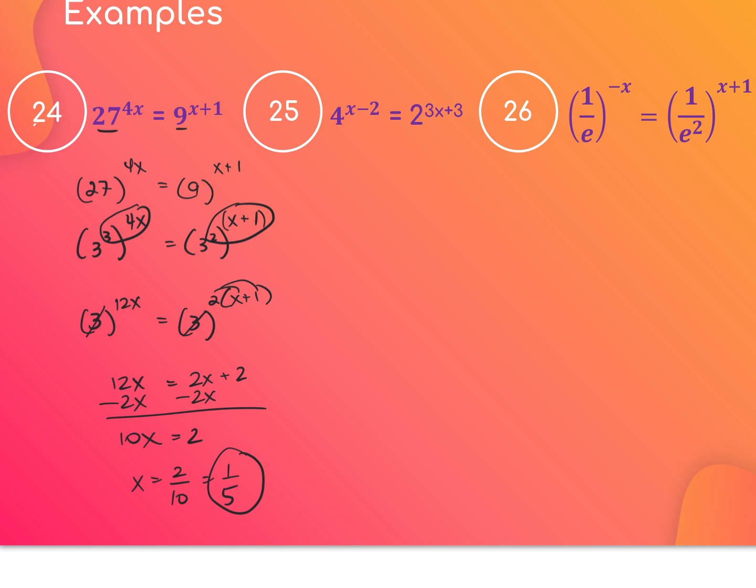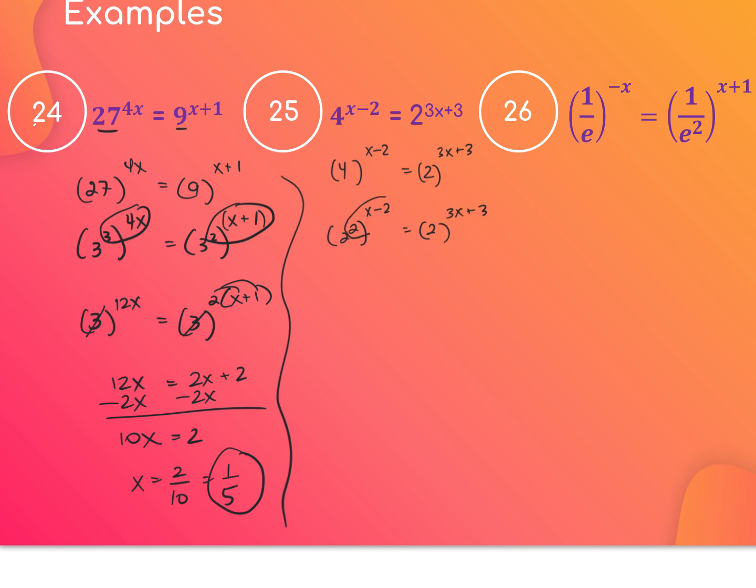So we just keep going. Sometimes, like I said, you have to do both of them. Sometimes it just requires changing the base on one. On this one, I see that 4, again, I like to group the base or put parentheses around it just to recognize what I'm doing here. And so I know that 4, I can substitute a base of 2 there because 2 squared is 4 to the x minus 2 power, and then this is 2 to the 3x plus 3 power.